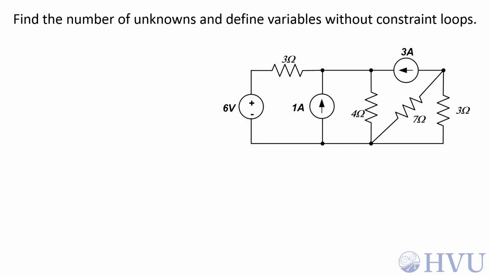Now let's define unknowns and variables for this circuit if we don't use constrained loops. So if we don't use constrained loops, all of the enclosed non-overlapping areas, if we include the sources, define mesh currents.